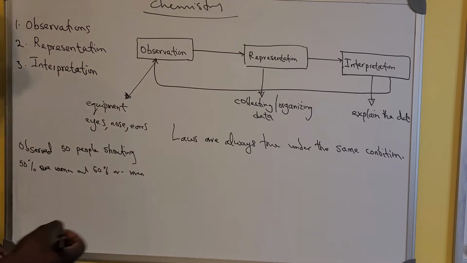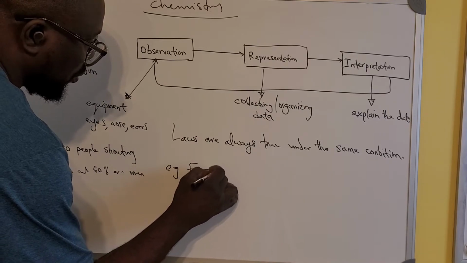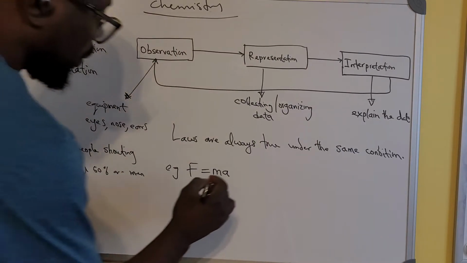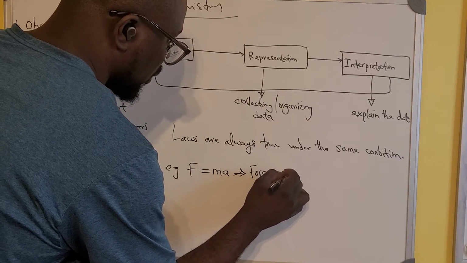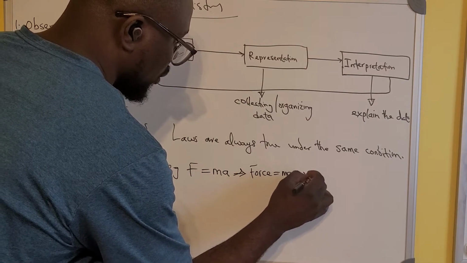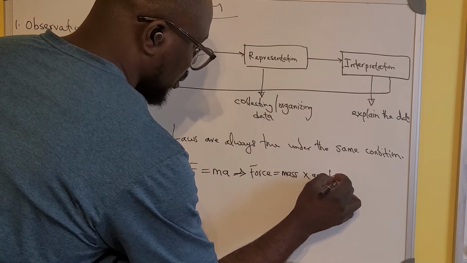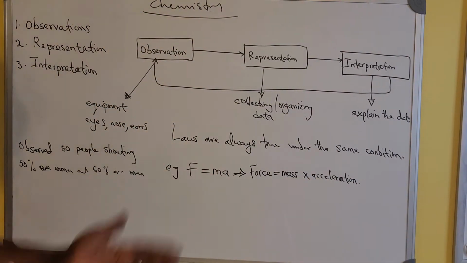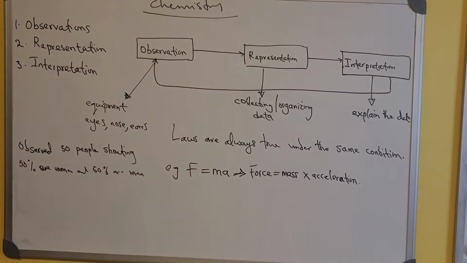So examples of laws, e.g., force is equal to mass times acceleration. Okay, F is force and M is mass. So I can write this as force is equal to mass times acceleration. So why is this a law? It's a law because it's always true under the same condition. What is that condition? Here on Earth.